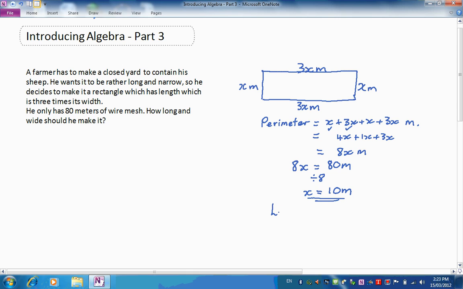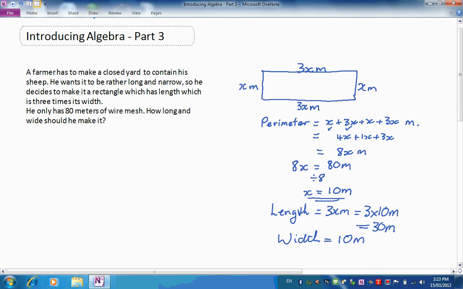So the length will be 3x metres, which is 3 lots of 10. So it will be 30 metres long. And the width, we said, was just x, so the width is 10 metres. And we've solved a nice little problem there.